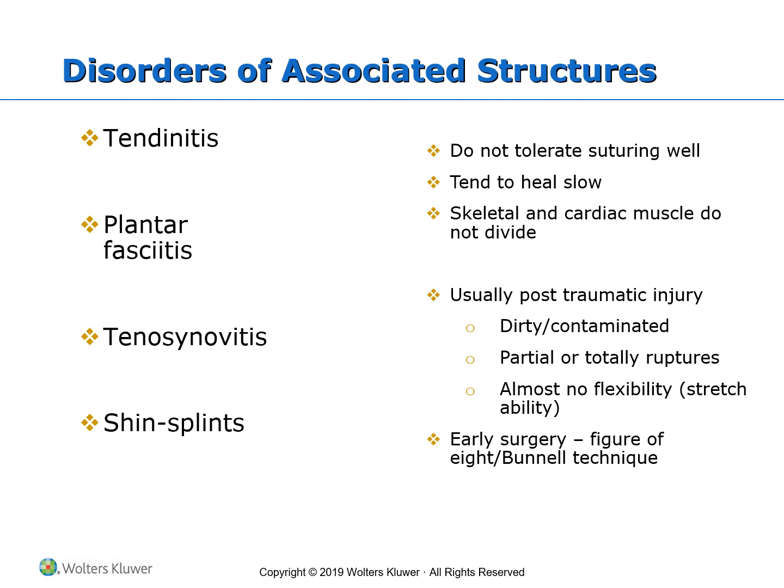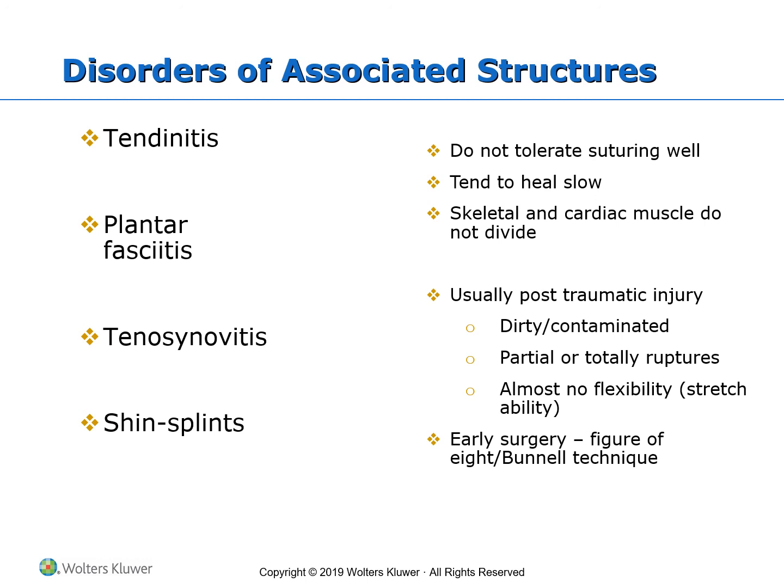Shin splints is pain or soreness along the tibia, which is also called the shin bone, and they're the result of stress injuries. And some causes of shin splints are tendinitis at the insertion of the tibialis anterior muscle.